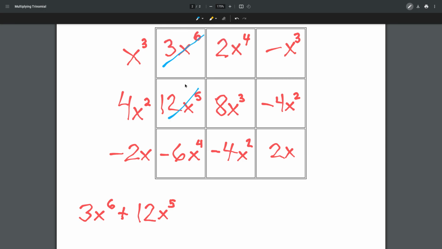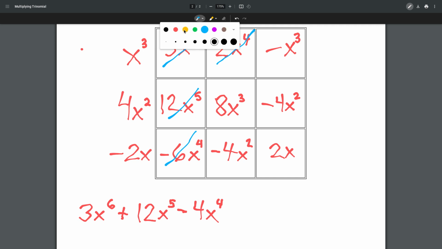Okay, now we look for x to the 4th. I have a 2x to the 4th here and a minus 6x to the 4th there. So if I combine 2x to the 4th and minus 6x to the 4th, I get minus 4x to the 4th. Okay, and we want to cross off this one and this one.